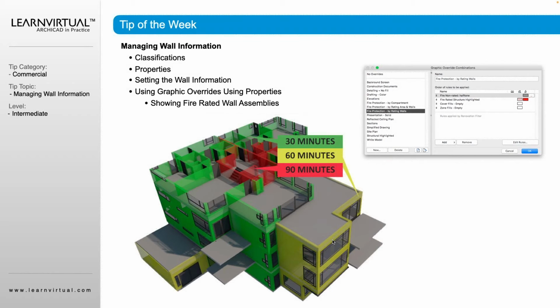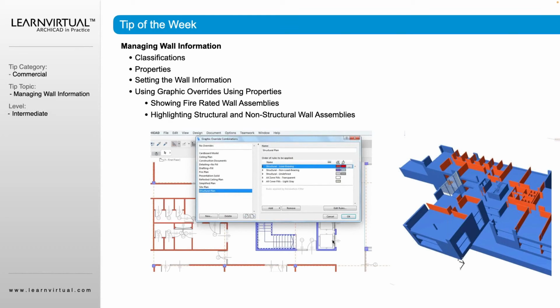So in this case, we have 3 different options for our fire ratings. We have a 30-minute, a 60-minute, and a 90-minute. We have a graphic override set for each one of those individual fire ratings. So it's using those classifications and those properties to create those rules for our graphic overrides. In this example here, it is using similar information, but it is looking at the structural load information that we have put into those walls as well.